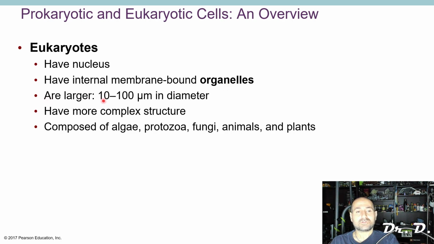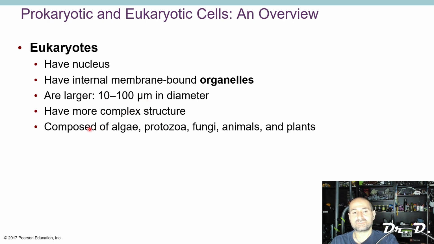And these are larger cells. Obviously, if you're going to have all these membrane-bound organelles, these are going to be some large cells, right? 10 to 100 micrometers in diameter. So they tend to be 10 to 100 times, or even more, larger than prokaryotic cells. So eukaryotic cells are much larger than prokaryotic cells, usually between 10 and 100 times larger.